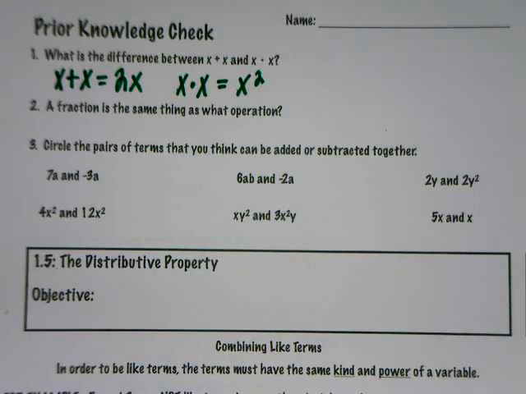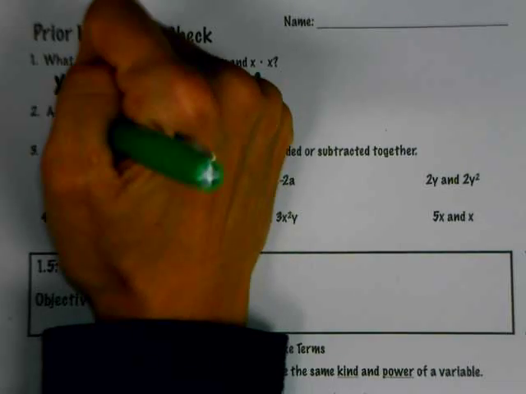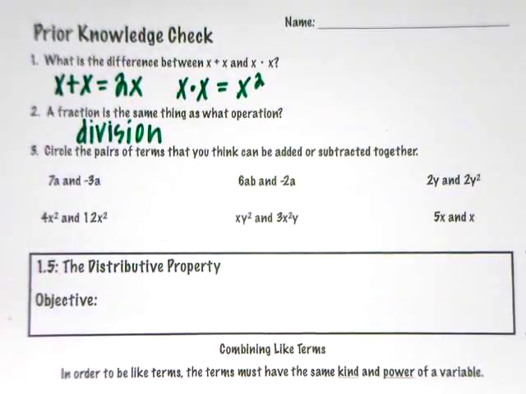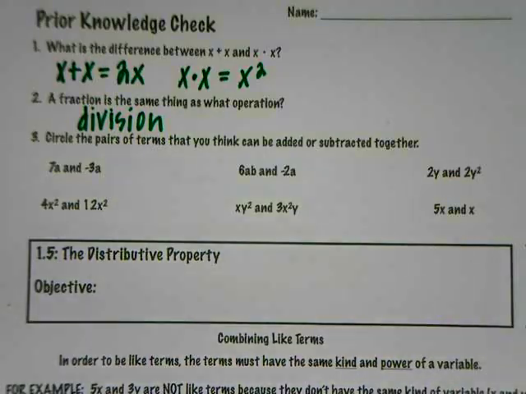And then number 2, a fraction is the same thing as what operation? We've covered this quite a bit this unit so far, but it is division. And then circle the pairs of terms that you think can be added or subtracted together. So I'll show you which ones can be, and then I'll touch on why, but that's mainly what we're learning today. So if you didn't get it right, then that's okay, because we're gonna talk about it.